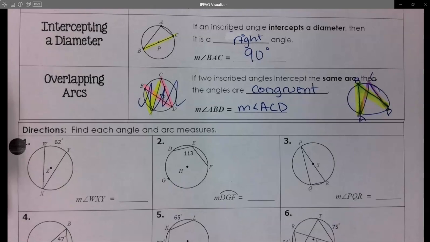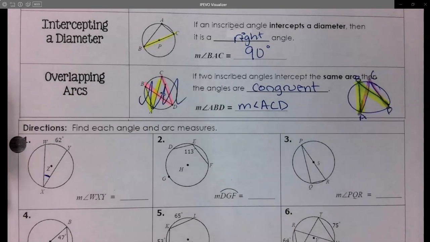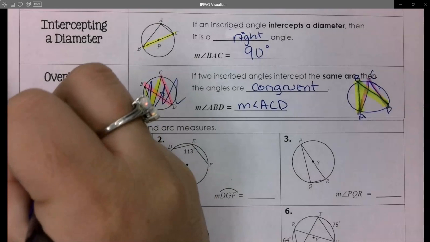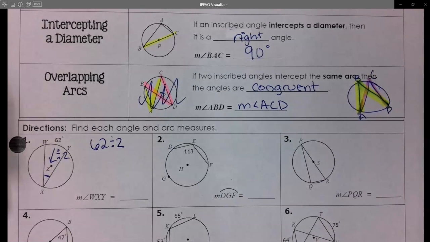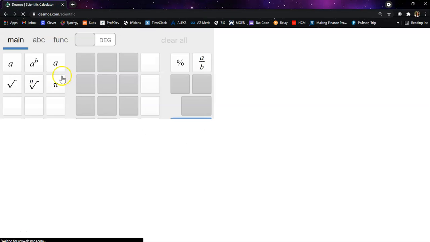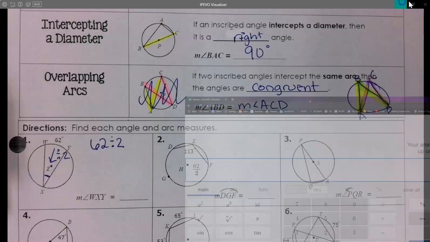So on number 1, it wants me to find the measure of angle WXY. So this angle right here. I'm going from the arc to the angle, so I want to divide by 2. I'm going to take 62 and divide by 2. So if I go to Desmos, it gives me 31 for my answer.